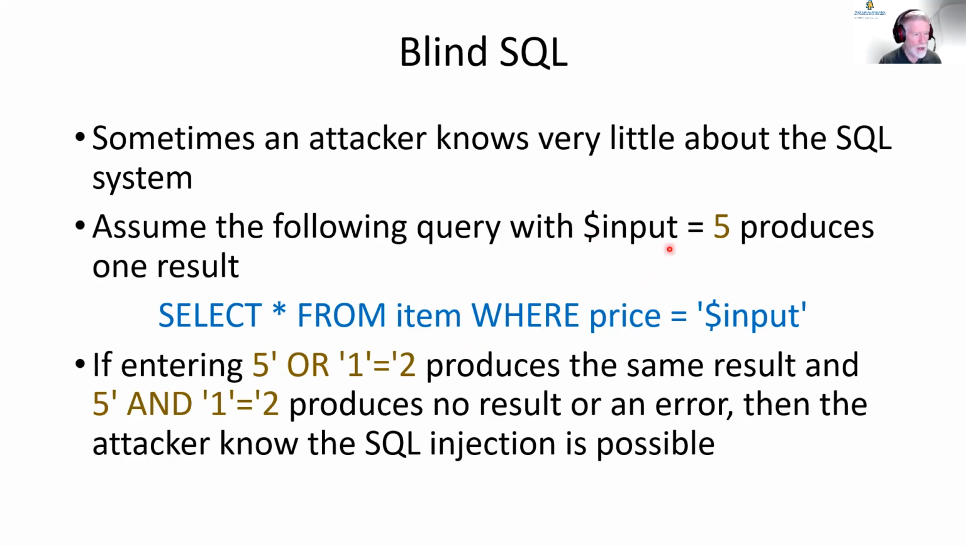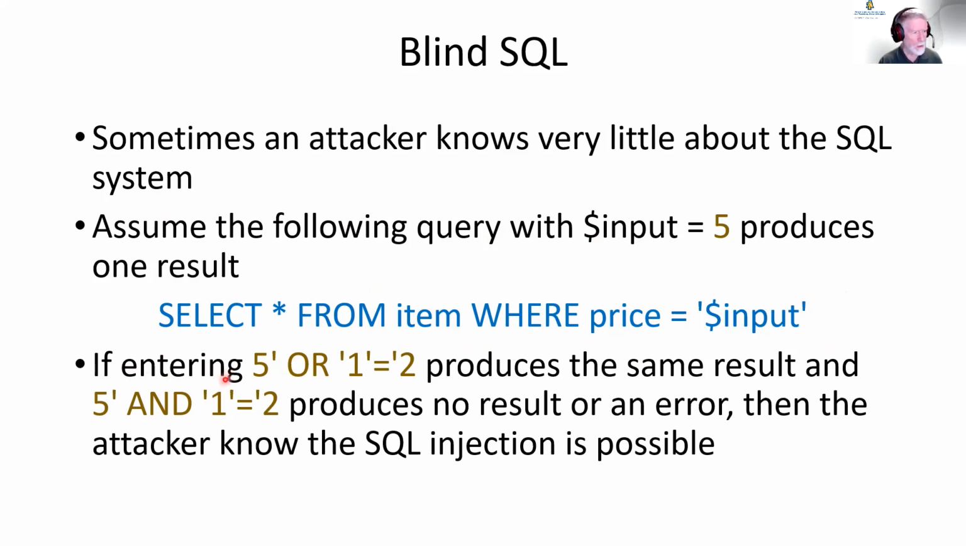So we try input 5. So we're going to select everything where the price is equal to 5. Okay, pretty standard query. Let's assume, just for the sake of argument, that we get one result, just one line. There's only one thing that costs 5, whatever.